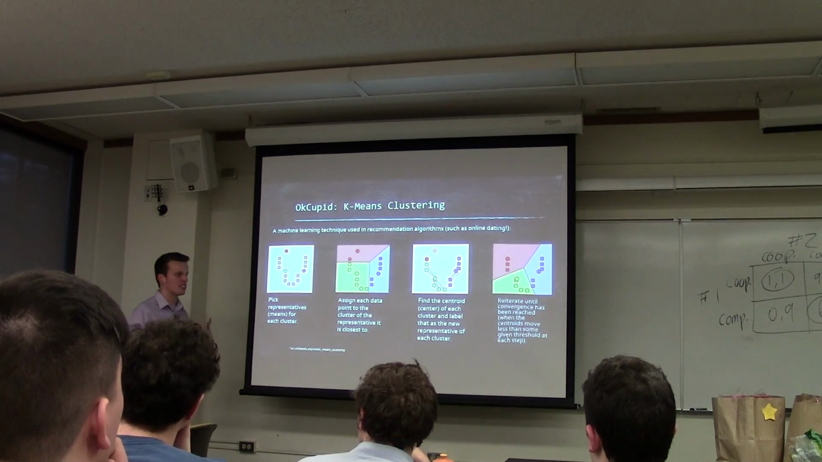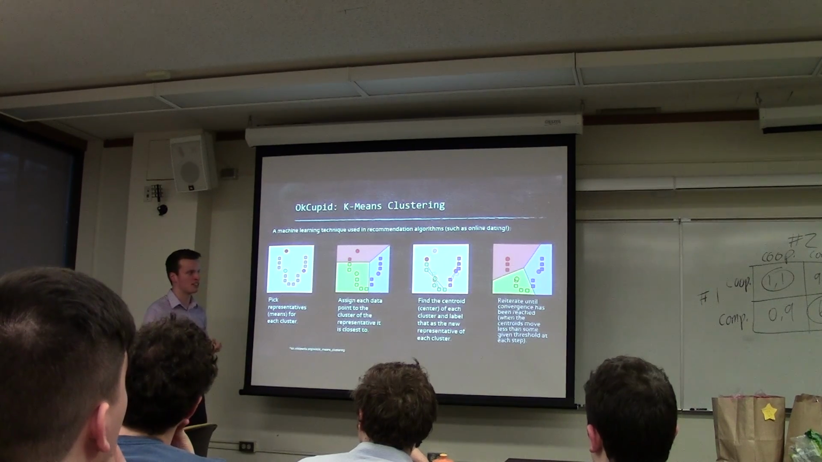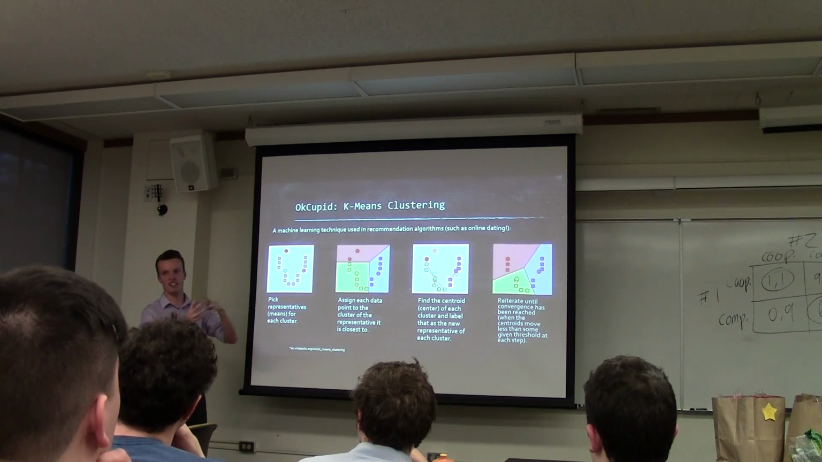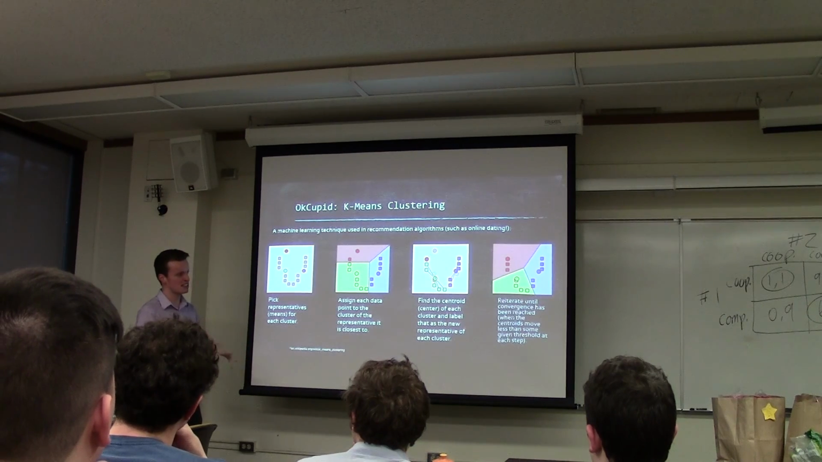Then from there we find what's called the centroid, or basically just the middle of each cluster, and label that as a new representative, and then redraw those lines. So that centroid keeps on shifting, but over time, if the algorithm is done correctly, it should converge. And then that is considered to be the ideal representative of that cluster.